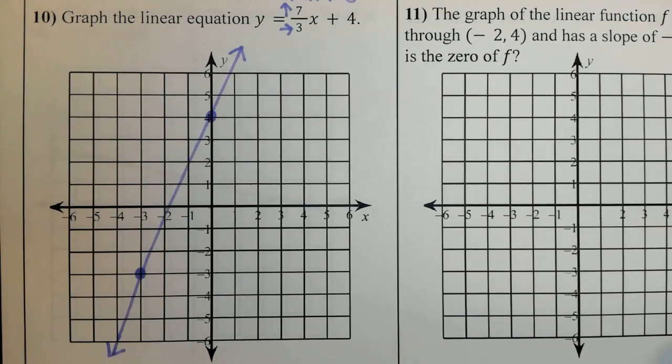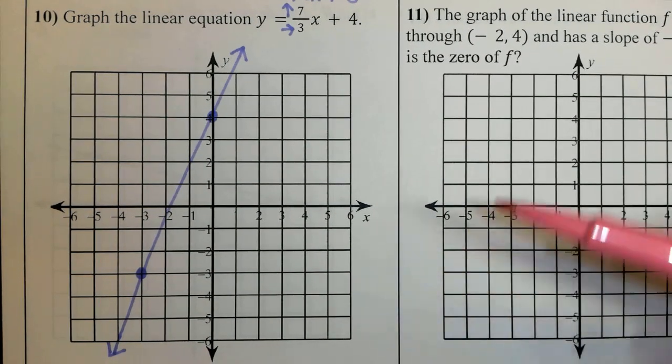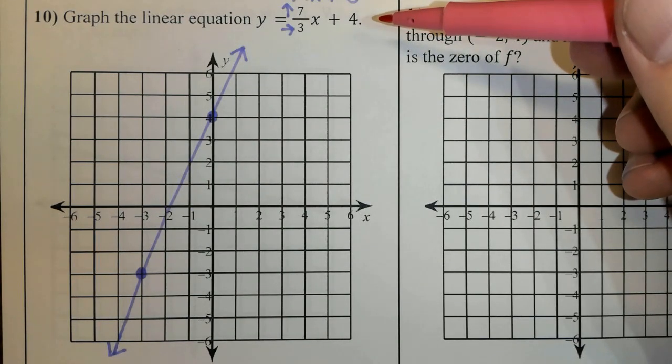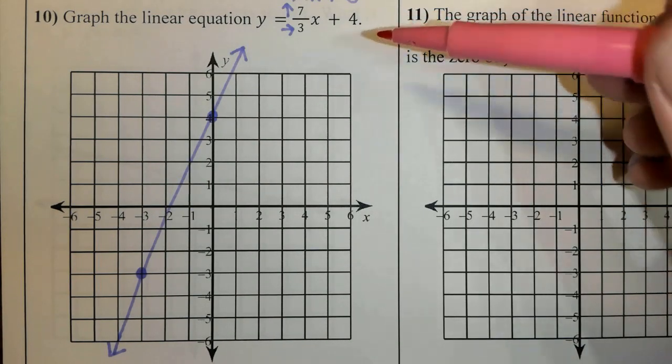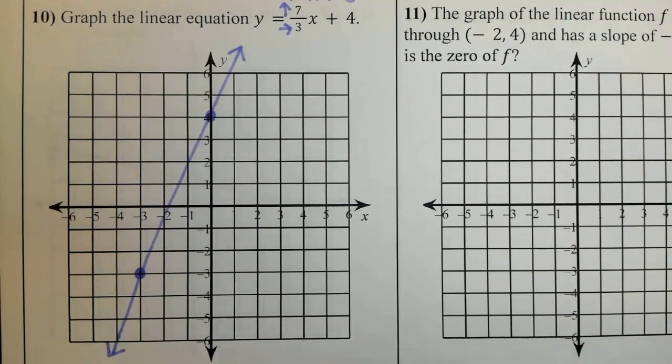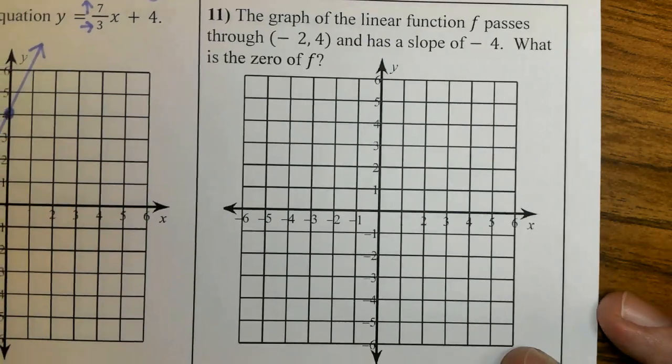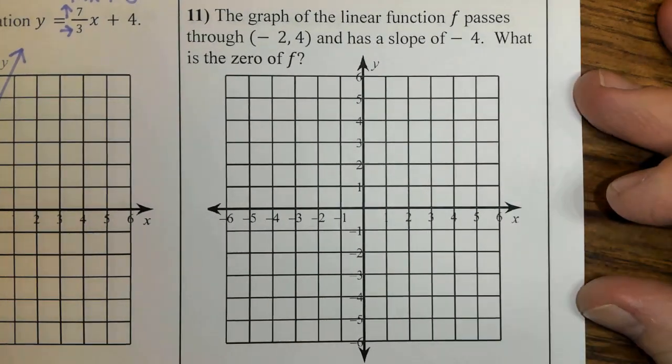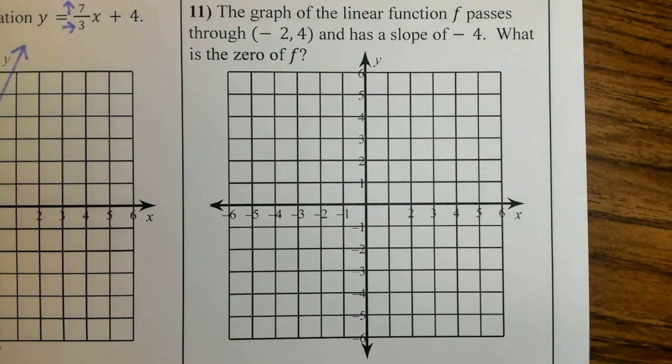And you can always check these. Once you graph it, you can go type that in the calculator and press graph. Your picture in the calculator should match this picture right here. And you're probably thinking, why did my pen change? That's because I'm ready to go on to 11. Forget 10, we already did that one.